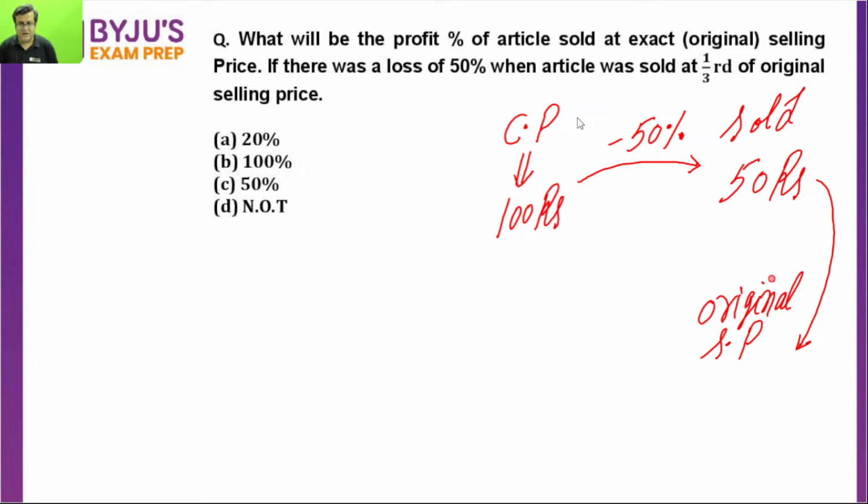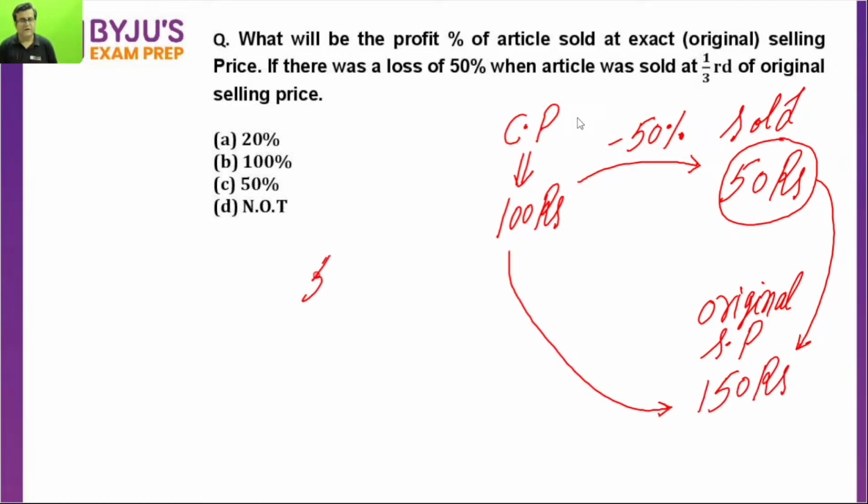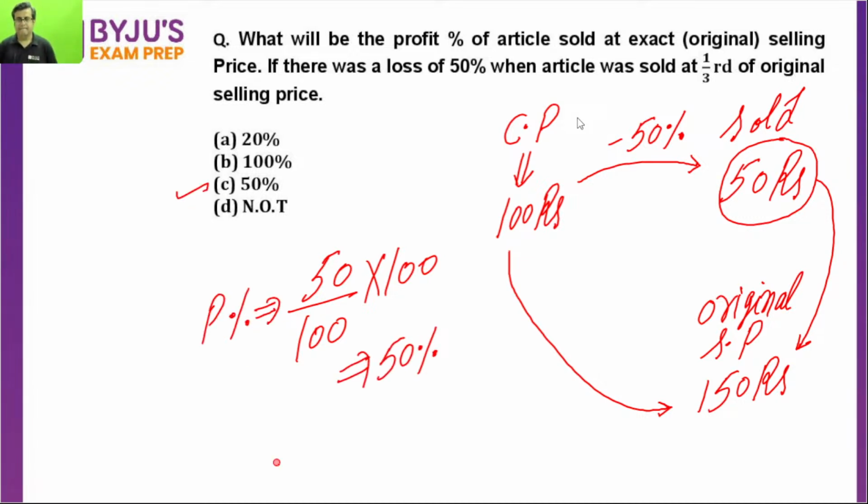It means this 50 is one third of the original selling price. One third of original is 50, so original will be 150. So 100 is the cost, 150 is the selling price. So 50 is the profit upon 100 into 100. So 50% is the profit. Okay.